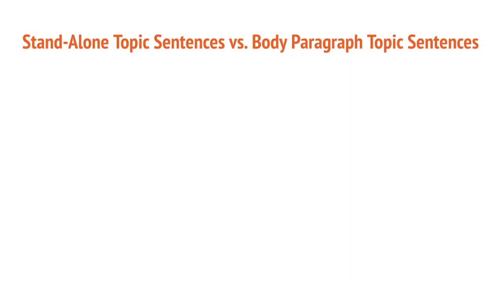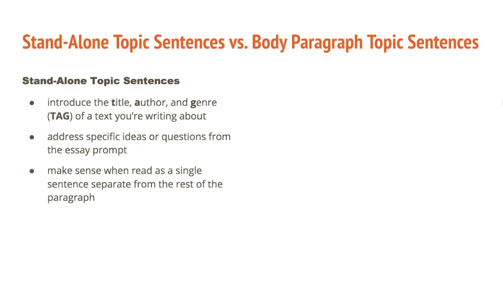So it's important that you know the difference between standalone topic sentences and body paragraph topic sentences. Now, standalone topic sentences always introduce the title, author, and genre. That's also known as the tag of the text that you're writing about. They also address specific ideas or questions from the essay prompts, and they make sense when read as a single sentence separate from the rest of the paragraph.